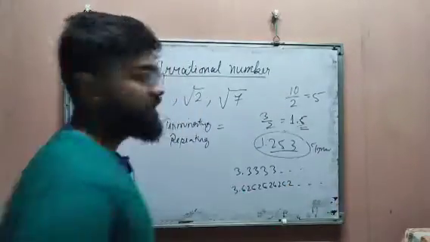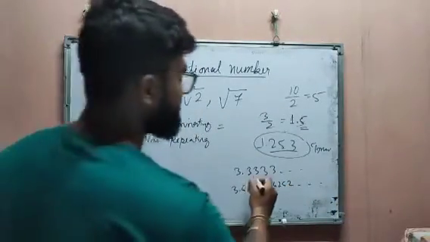3.6262626262 dot dot. So clearly we can see that here the 3 is repeated.